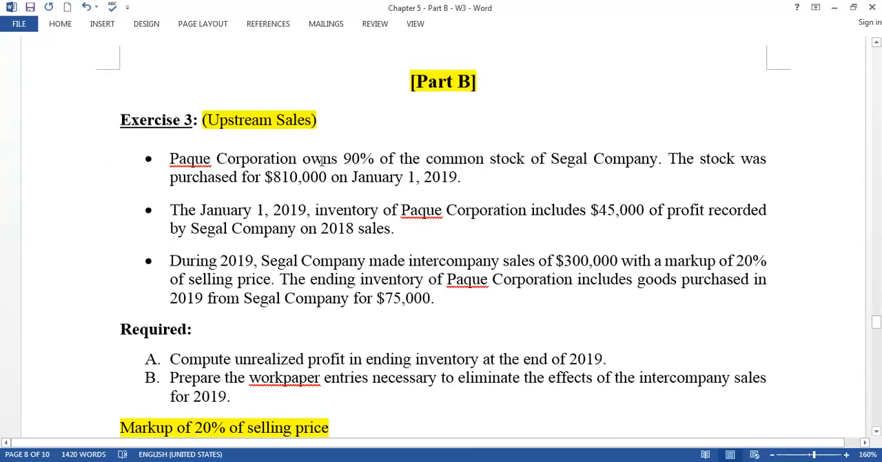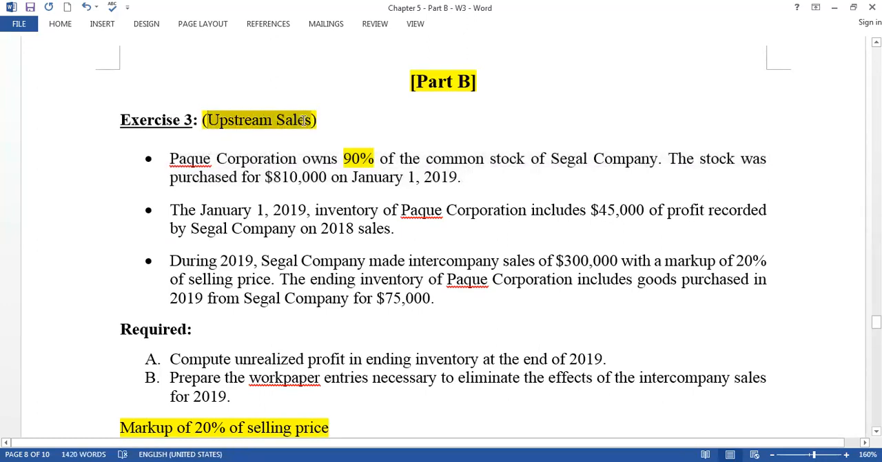So parent company owns 90% of the common stock of subsidiary company. The stock was purchased for $810,000 on January 1st, 2019. Okay, so up from first part only important if it is upstream sales.